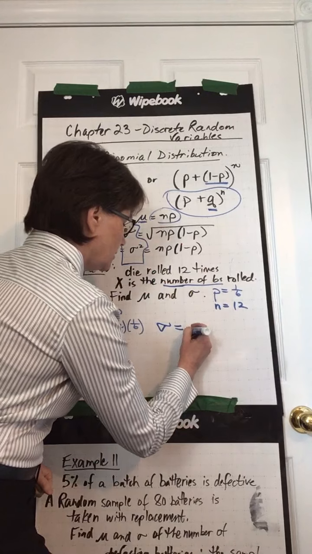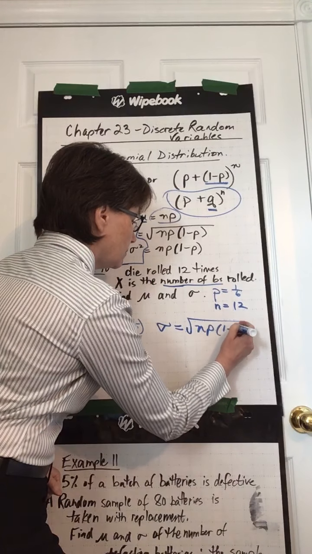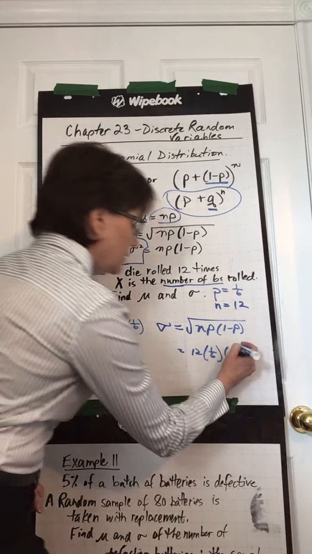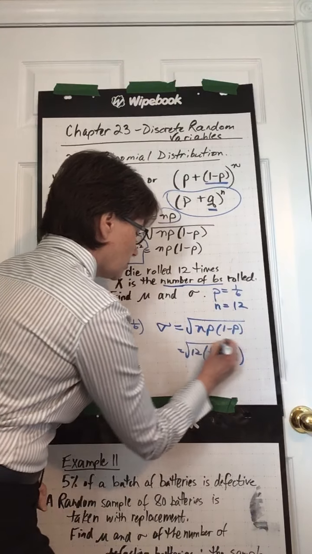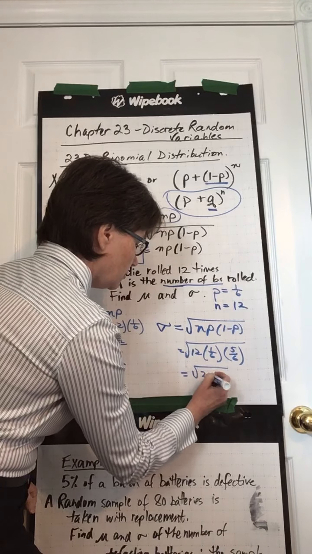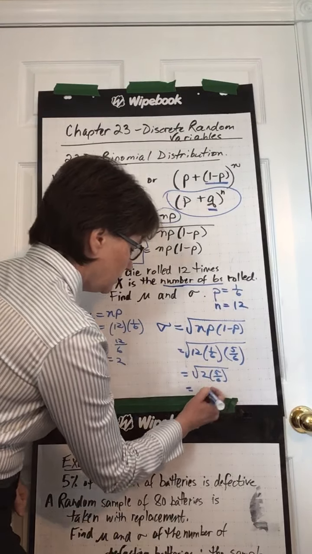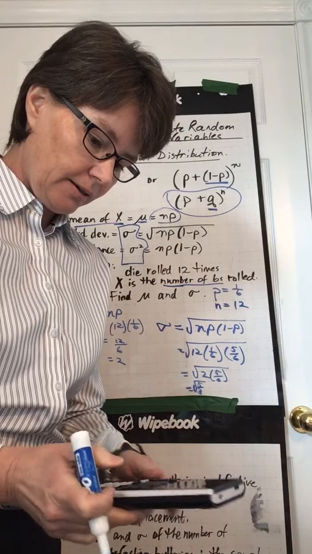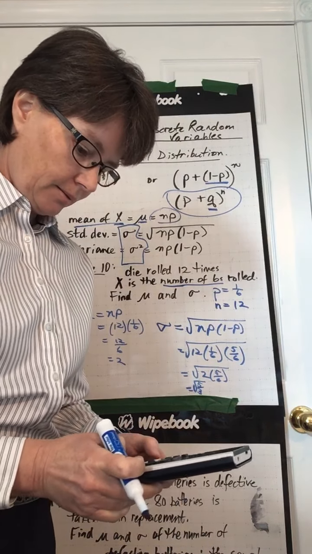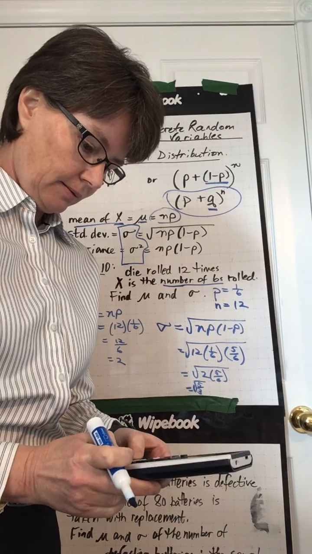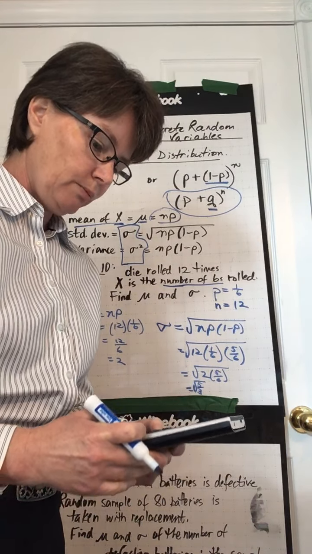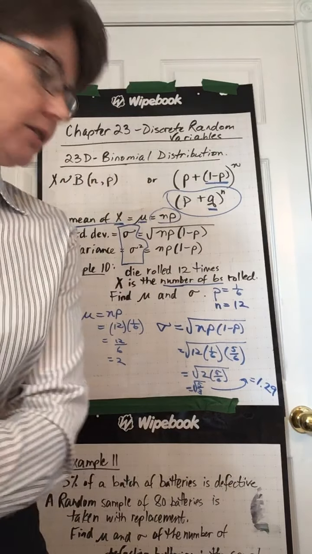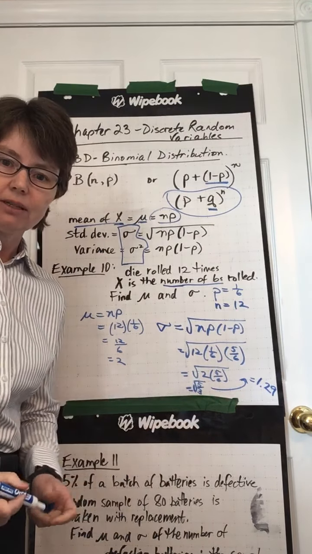Standard deviation then. Standard deviation is the square root of n times p times 1 minus p. So this would be n, 12, p, 1/6. 1 minus p is 5/6. And then square rooted. So that's 2 times 5/6, 5/3 square rooted. Let's take a look at that on our calculator, see what decimal number that is. So the standard deviation is 1.29. So mean 2, standard deviation 1.29.